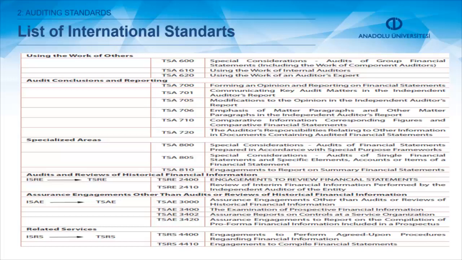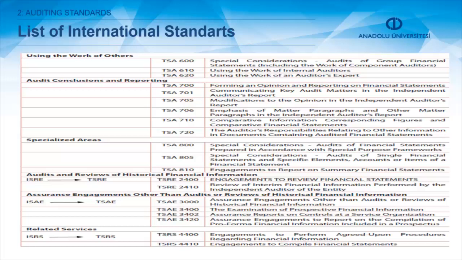And the last group is related services standards, ISRS, of which only two exist, 4,000 through to 4,999. The first standard, 4,400, is engagement to perform agreed-upon procedures regarding financial information. 4,410, the second one, is engagement to compile financial statements. These standards are designed for financial statements audits and assurance services.